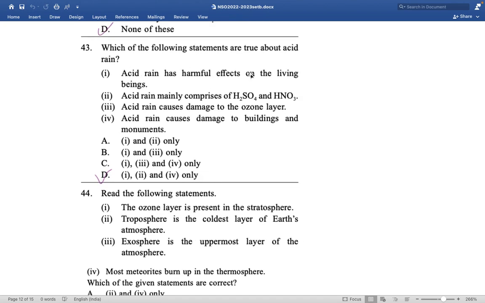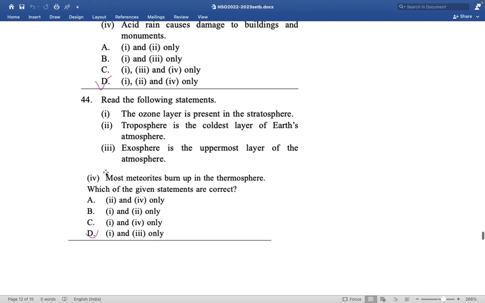Acids mix with the rain and fall on the ground as acid rain. Acid rain is very harmful for living beings, buildings, monuments, etc. Acid rain does not cause any damage to the ozone layer, as the ozone layer is present in the stratosphere, and all weather related changes like rain, cloud formation, etc. occur in the troposphere. So D is the correct answer.